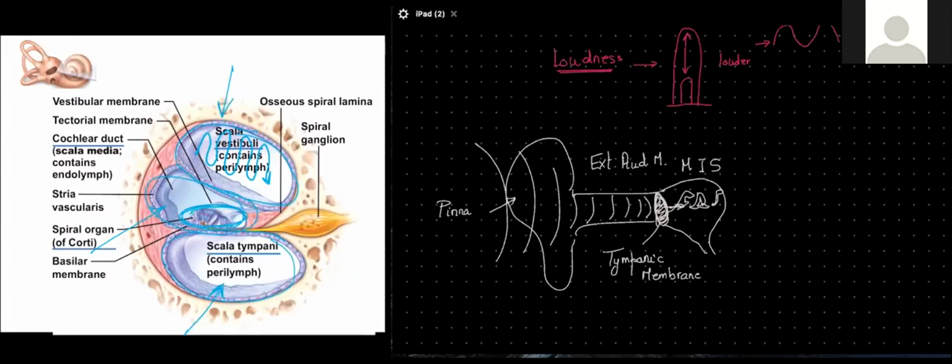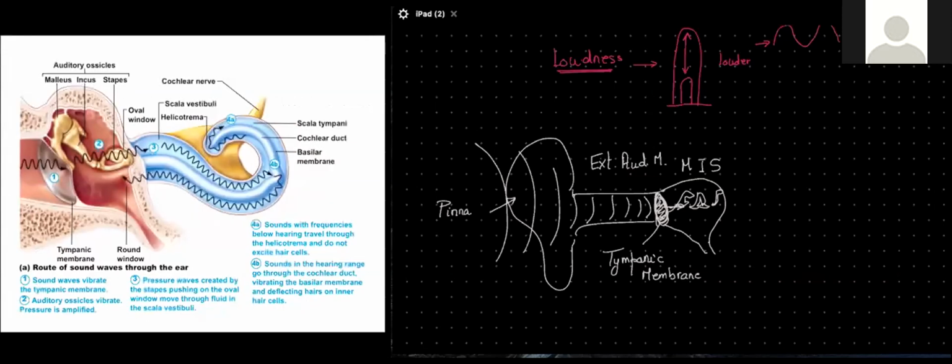In order for me to hear a sound, what's going to happen? The vibrations transmitted from the eardrum to the malleus, to the incus, to the stapes, and then will travel through the oval window to reach the fluid of the scala vestibuli.